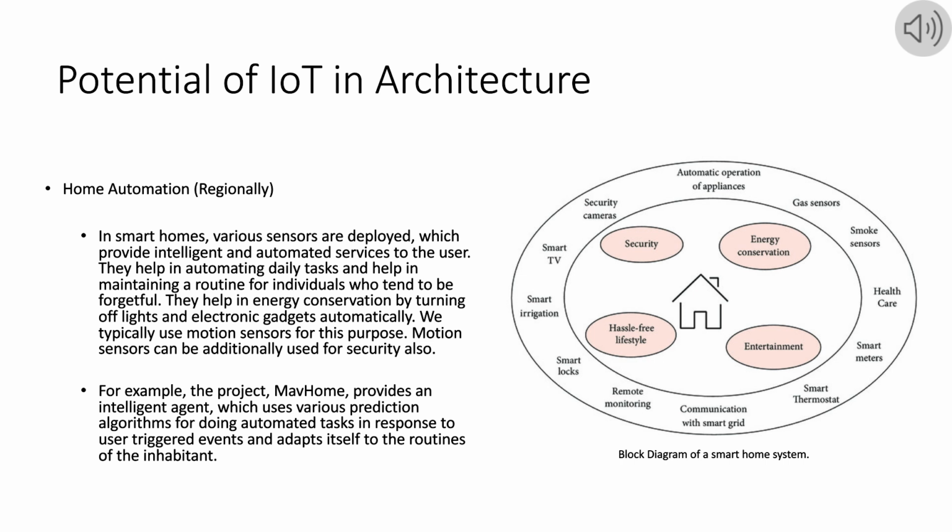and promoting sustainability. For example, the Project MavHome provides an intelligent agent which uses various prediction algorithms for doing automated tasks in response to user-triggered events and adapts itself to the routines of the inhabitant.